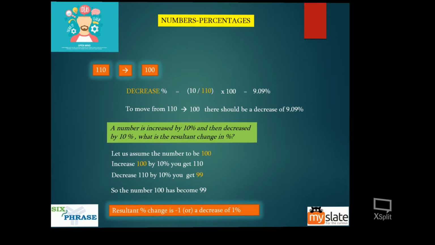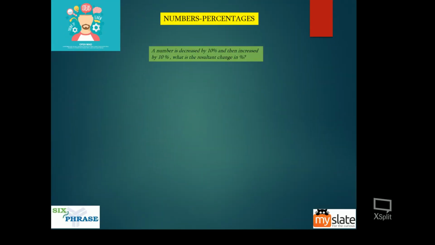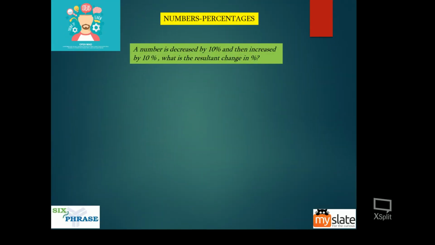Now, in the previous example, I increased it by 10 percentage and then decreased it. Here I'm going to do the opposite. Decrease it by 10 percentage first and then increase it by 10 percentage. Now pause the video and I want you to come up with answers, guys. So a number is decreased by 10 percentage and then increased by 10 percentage. Pause the video now. So I hope you got the answer. What is the resultant change in the percentage?